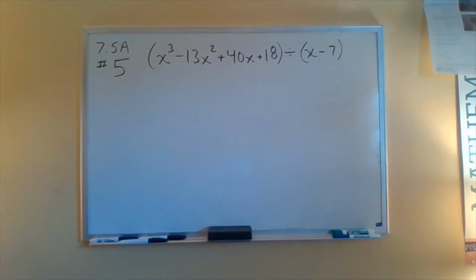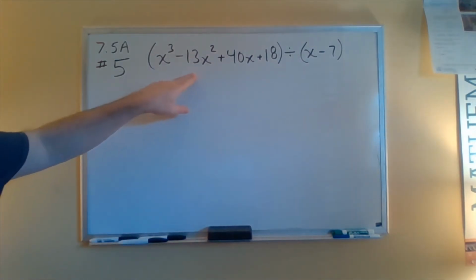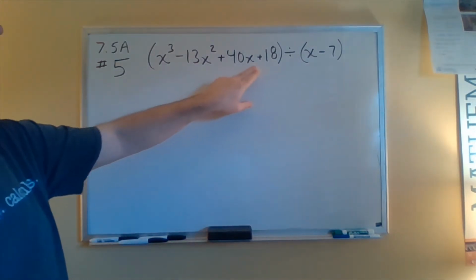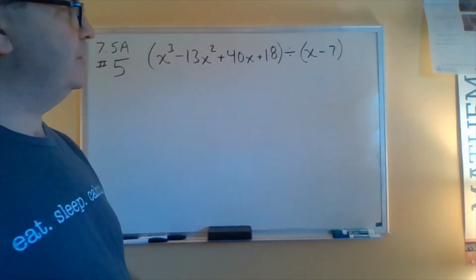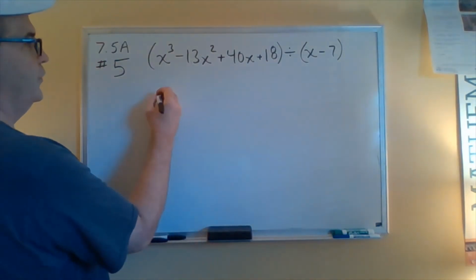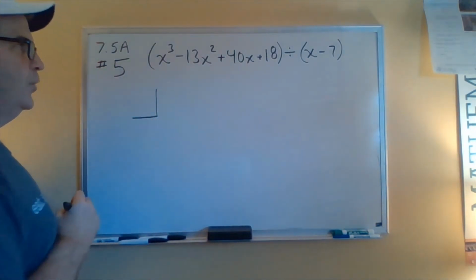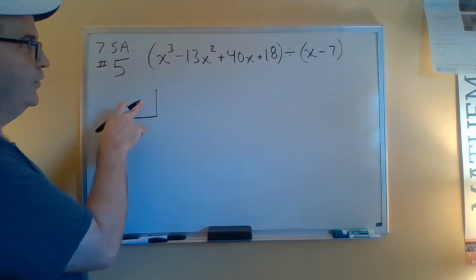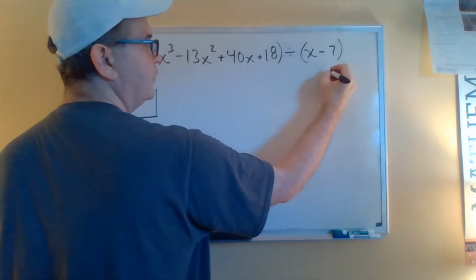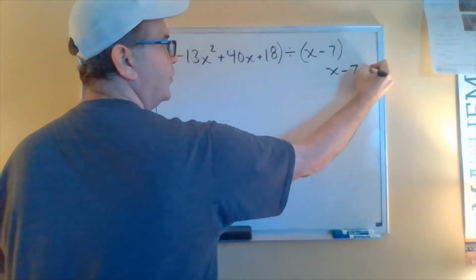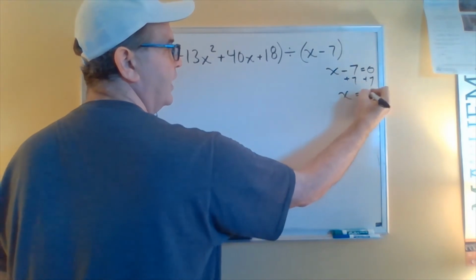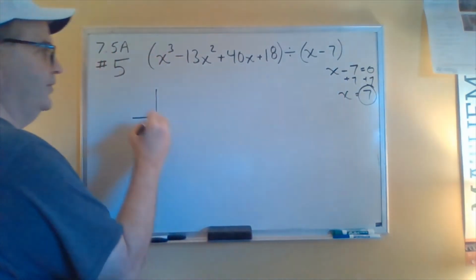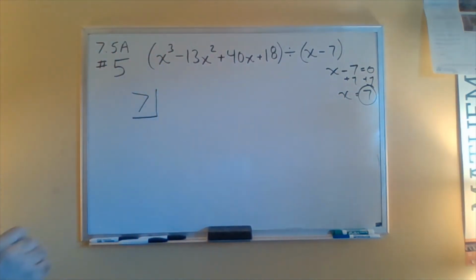Number 5, we're given the polynomial x cubed minus 13x squared plus 40x plus 18, and we're asked to divide that by x minus 7 using synthetic division. So using synthetic division, I'll put my own divisor box over here. What number goes in here? We'll have to set our divisor equal to 0 to find out. x minus 7 equals 0. If I add 7 to both sides, I will get x equals 7. That's the number that goes right here in the divisor box.